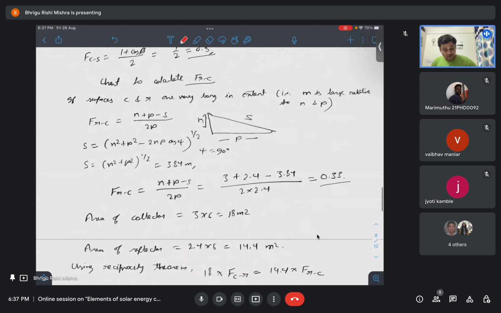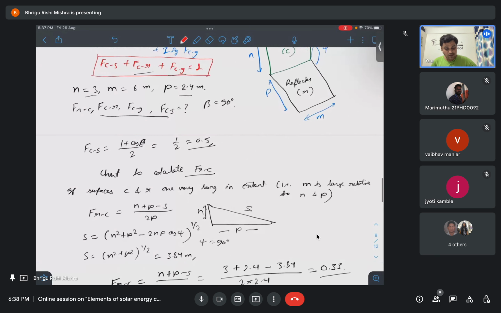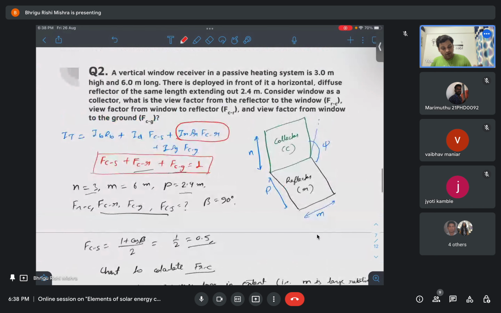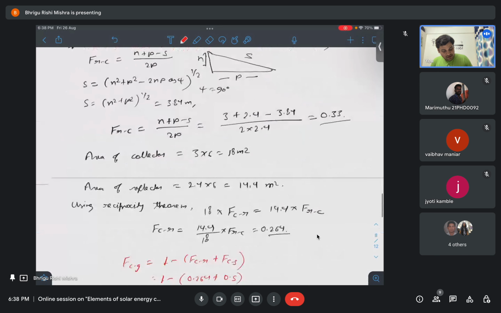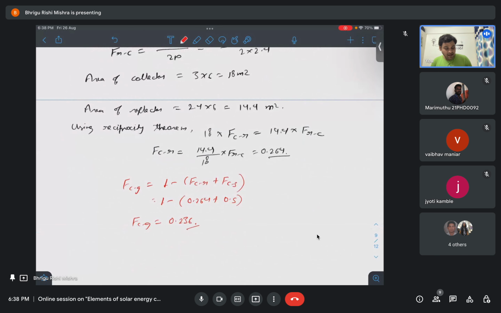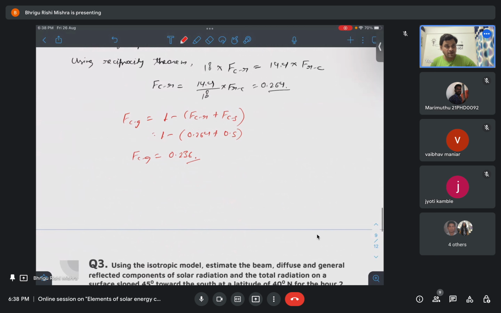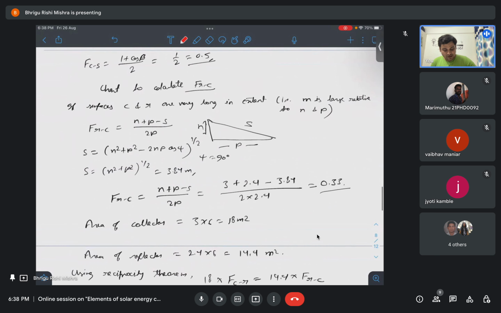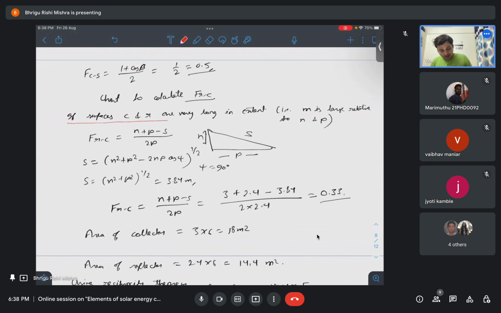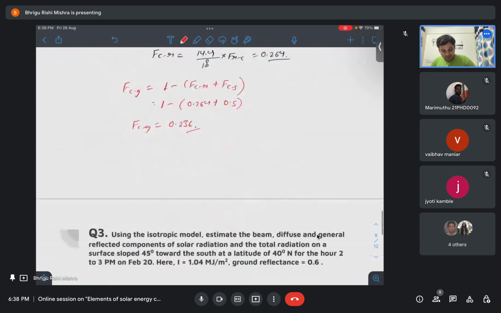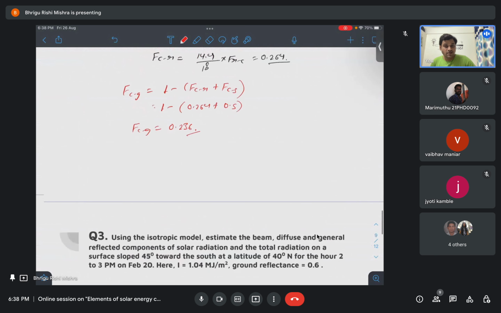Okay, what you can do is you can use the chart given in the book to calculate the FRC, and then calculate this FCR and FCG again and see the difference. I don't think there will be a large difference, because anyway we can make the assumption that surfaces C and R are very long in extent. So any question here?